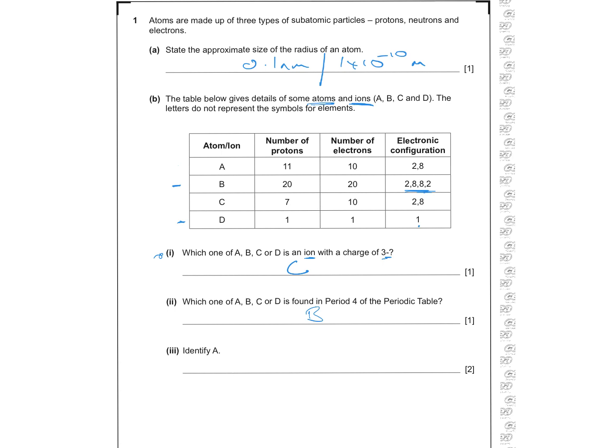Identify A. Well, A has 11 protons. That identifies the element. Sodium has an atomic number of 11. Now, it's not a sodium atom because it has 10 electrons. This is an ion. Because it has 1 extra proton compared to the electron, it's going to be Na+. Or you could write it out as a sodium ion, but don't do Na ion.